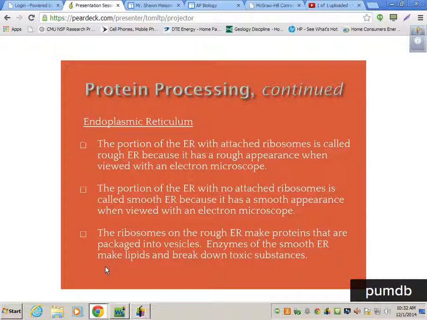And the ribosome on the rough ER makes proteins that are packaged into vesicles. What are vesicles? Fat bubbles. They're made of phospholipids. They're like a little miniature cell membrane. And enzymes of the smooth ER make lipids and break down toxic substances. So the smooth ER has a very important job to make more of your phospholipids for your cell membrane and to break down toxins.